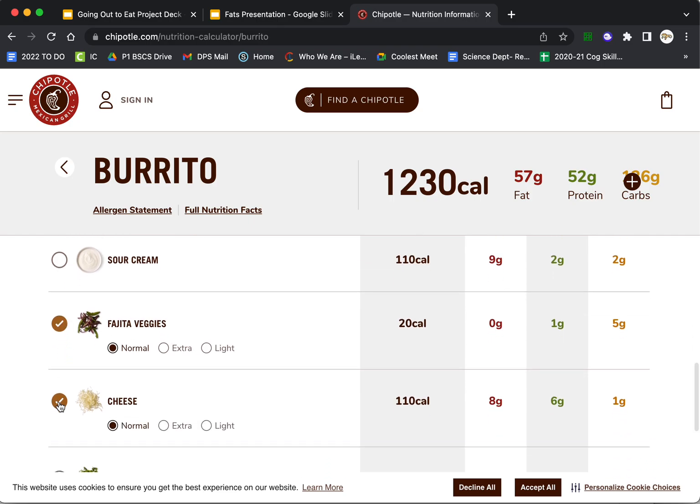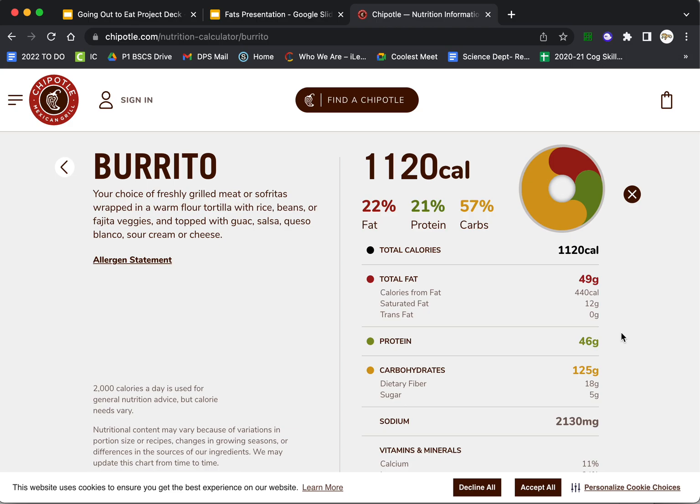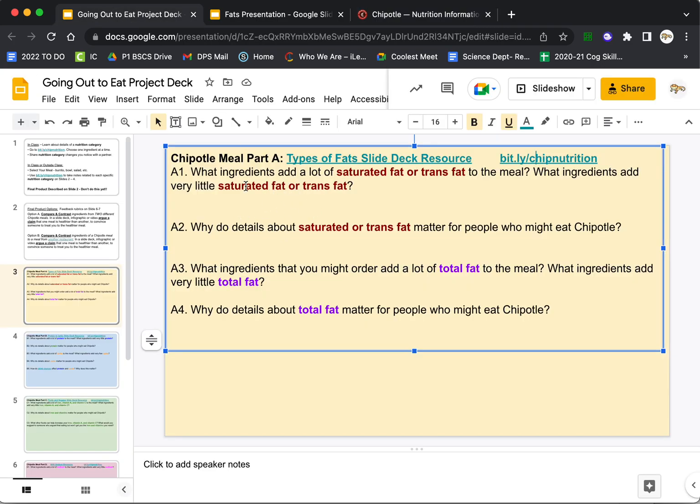I'm able to tell from that that sour cream has a lot of saturated fat in it. Very similar to that, if I get rid of cheese, it was 17 and now it is 12. So it's like 5 grams of saturated fat, not a crazy amount, but that gives me some good answers to this question: what ingredients add a lot of saturated fat or total fat to the meal? I'll leave you to figure out what ingredients add very little. You can probably guess things that have very little total fat in them.